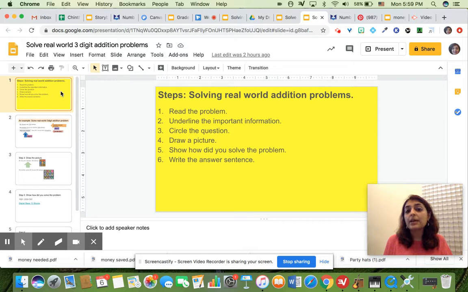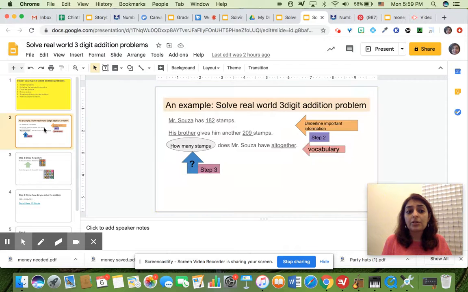Now let's look at the second step. Well, the second step involves underline the important information. But what is an important information? So as you can see, I have underlined some important words. I have underlined the numbers. Well, I know 182 is an important number because these are the number of stamps which Mr. Souza has. And I have also underlined 209 because I know his brother gives Mr. Souza some more stamps and the number is 209.